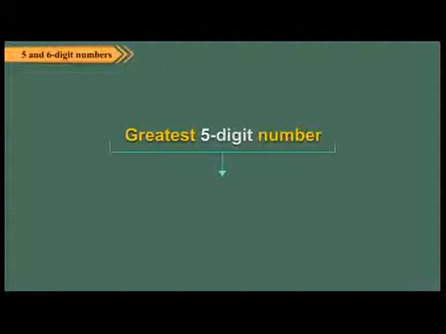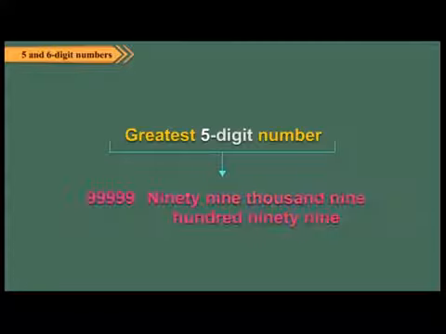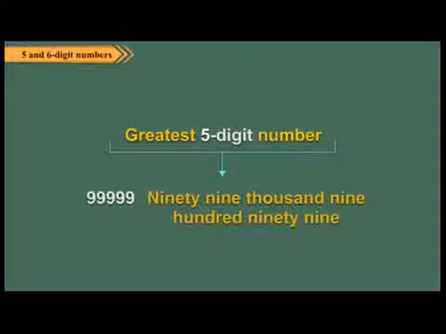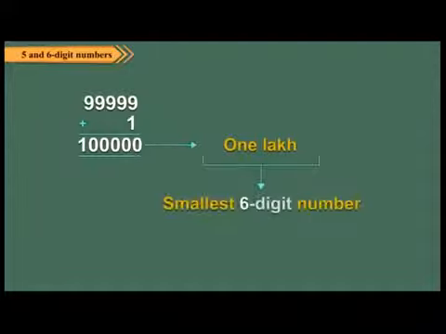The greatest 5-digit number is 99,999. Can you read this number? Yes, it is read as ninety-nine thousand nine hundred ninety-nine. Again, adding 1 to 99,999, we get 1 lakh, which is the smallest 6-digit number. We read it as one lakh. Here, the digit 1 is at the lakhs place.